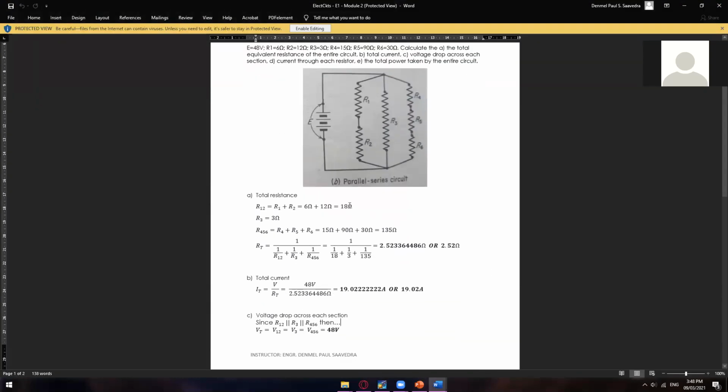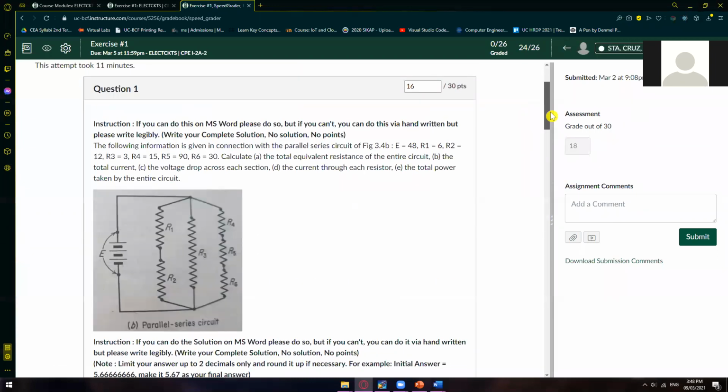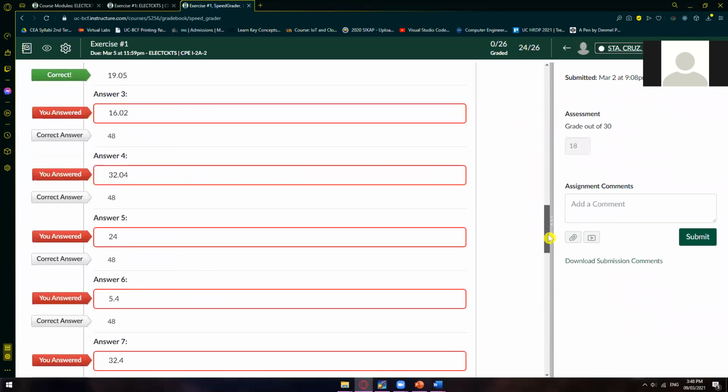I see. Because that 48 volts will be divided, separated between those two components. Some will go to the R1, and then some will go to the R2, depending on the resistance. So what is your solution? Sir, I just don't know if it's correct. But let me see. So you've got 16 out of 30.